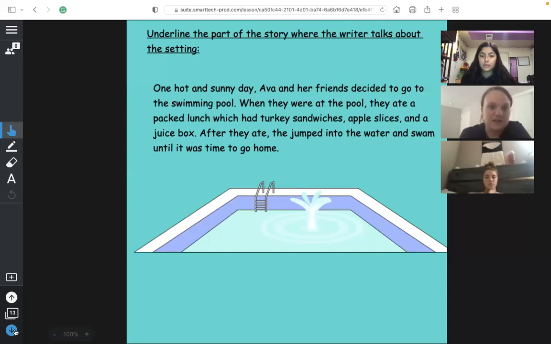So we need to underline where the writer talks about the setting, which would be when they decided to go to the swimming pool. When they were at the pool would be another one. So that kind of helps them identify where their setting would be and how they can explain to their reader where their story is taking place.